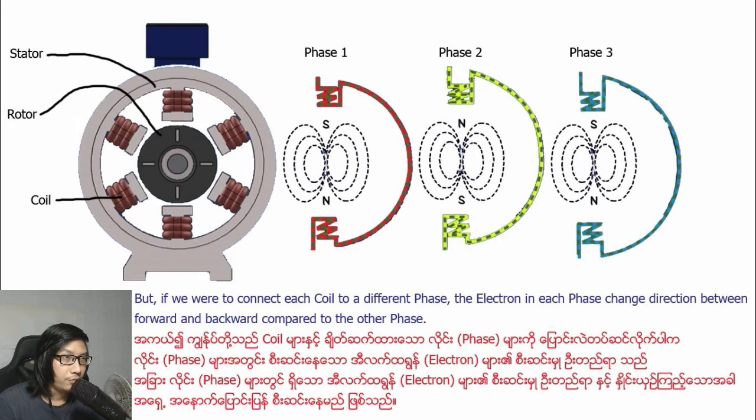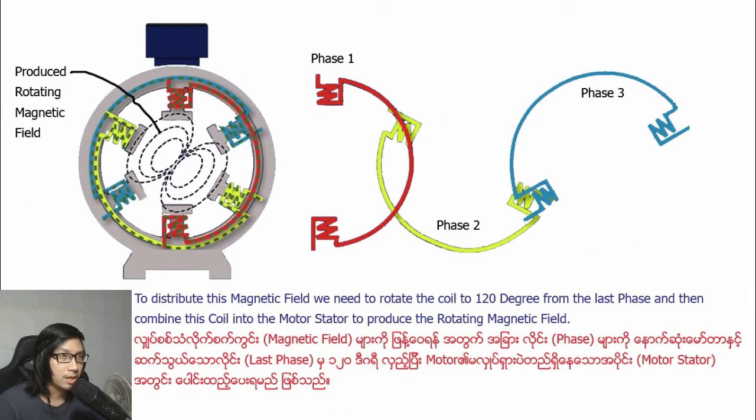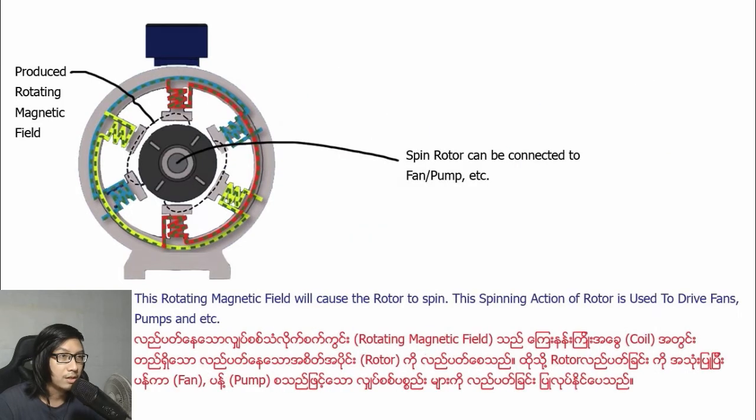But if we were to connect each coil to a different phase, the electrons in each phase change direction between forward and backward compared to the other phase. To distribute this magnetic field, we need to rotate the coil 120 degrees from the last phase and then combine these coils into the motor stator to produce the rotating magnetic field. This rotating magnetic field will cause the rotor to spin. This spinning action of the rotor is used to drive fans, etc.